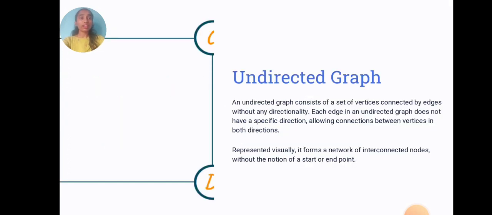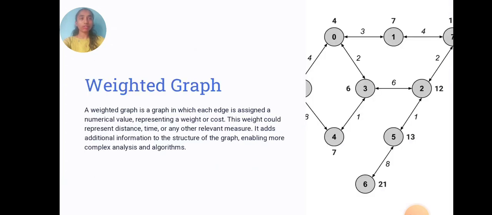Next, undirected graph. An undirected graph consists of a set of vertices connected by edges without any directionality. Each edge in an undirected graph does not have a specific direction, allowing connections between vertices in both directions. Represented visually, it forms a network of interconnected nodes without the notion of a start or an endpoint.